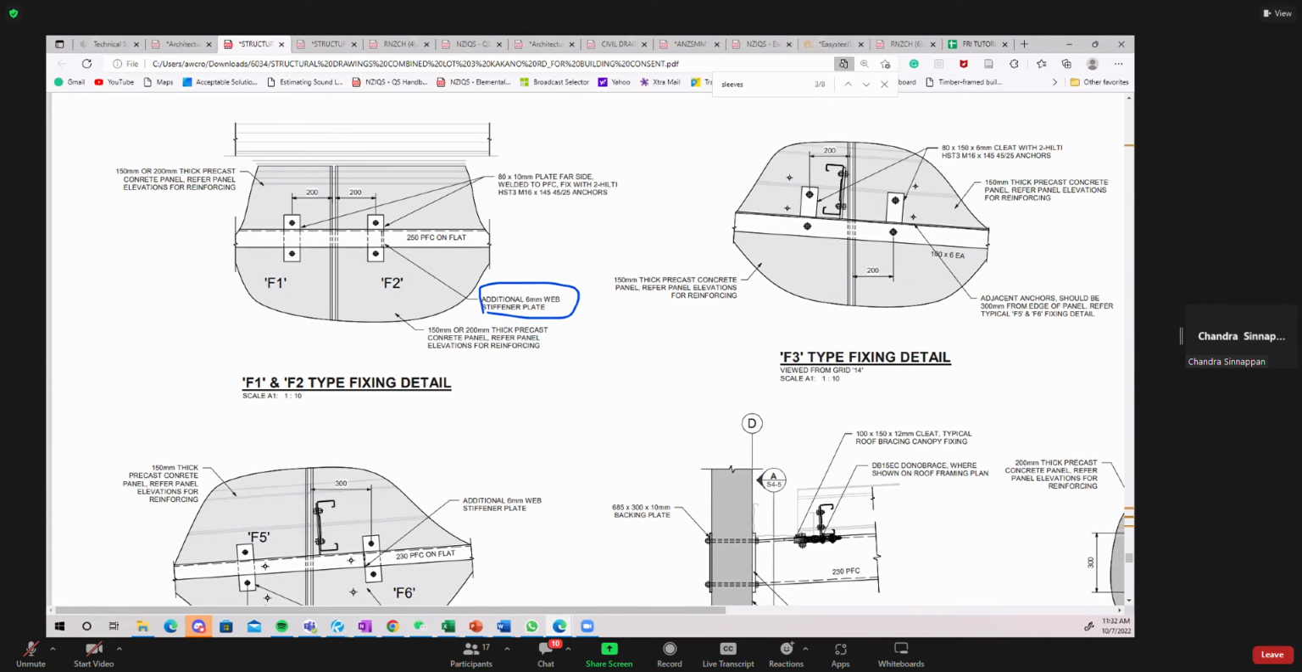So why do they say additional 6 mm web stiffener plate then? Additional means that you have one plate over here, which may be 6 mm, which is your cleat plate, and then you are adding another, giving it more strength on the other side. That's it. Okay, thank you, Ajay. I'll stop sharing.